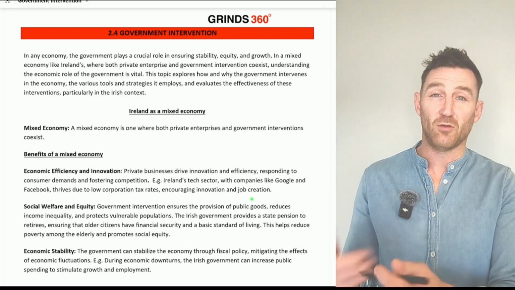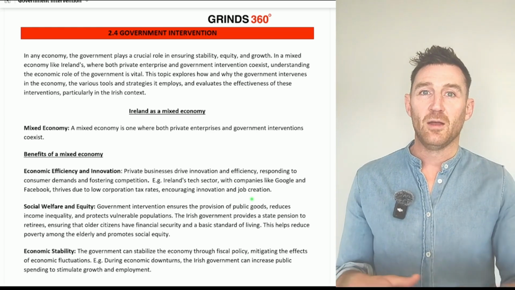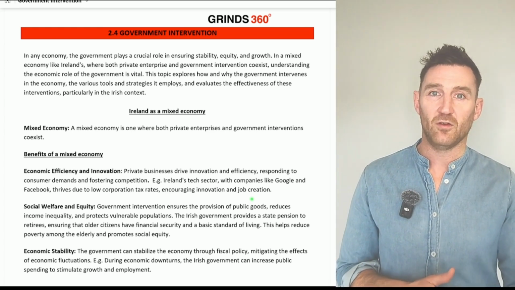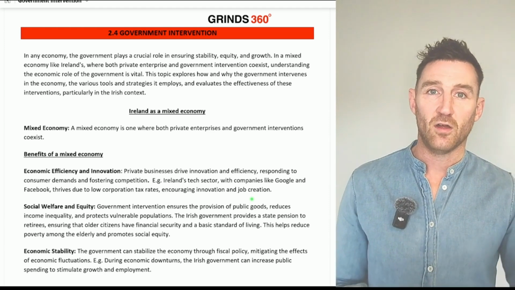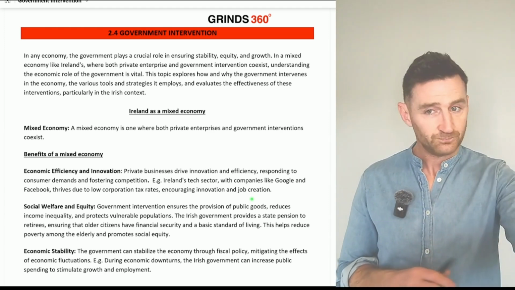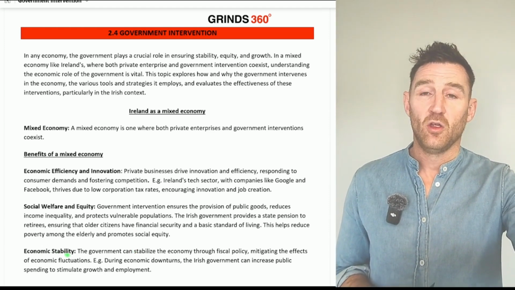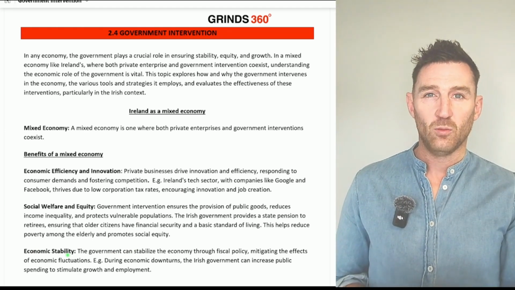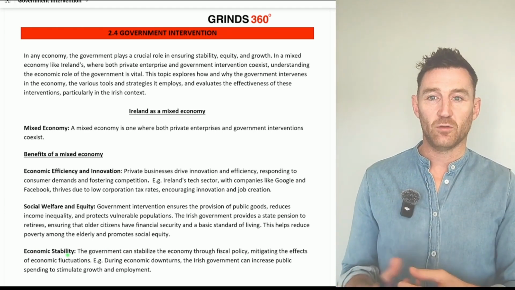So we've got private companies providing some things, and they're efficient and innovative. Then we have the government also providing things that are necessary. And we also have the government stepping in to look after those on the lower end of the income stream. And then the last point is the government can also step in to try and control the economy, which wouldn't happen theoretically in a pure free market society.